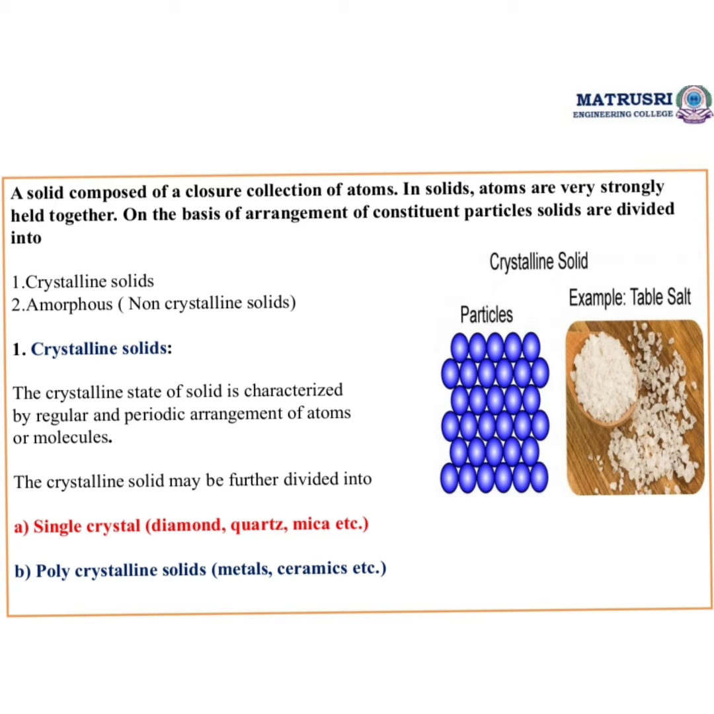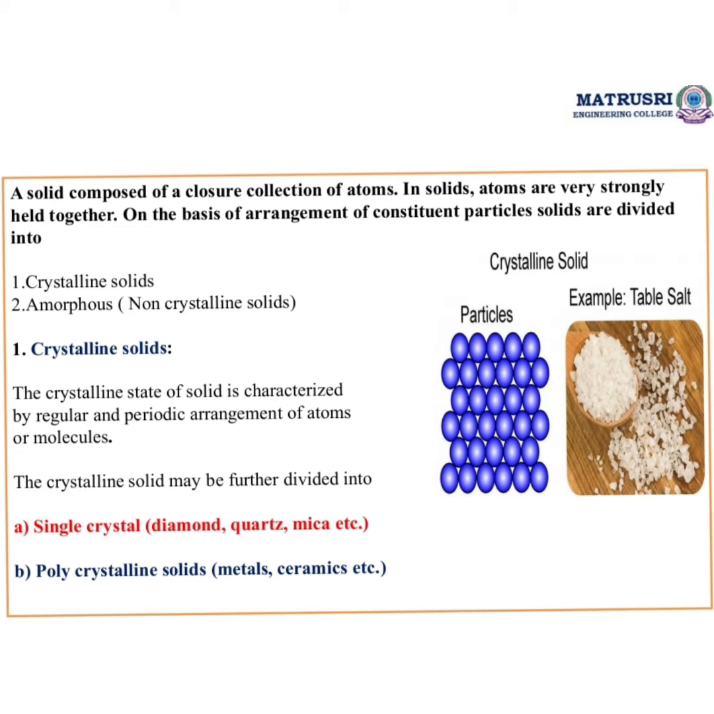In this slide you can see crystalline and amorphous materials, and amorphous materials are also called non-crystalline solids. Let us see crystalline materials first. Crystalline materials are characterized by their regular and periodic arrangement of atoms or molecules. If the arrangement of atoms is regular throughout the crystal, then they are called crystalline solids. If it is not regular, they are called amorphous materials.